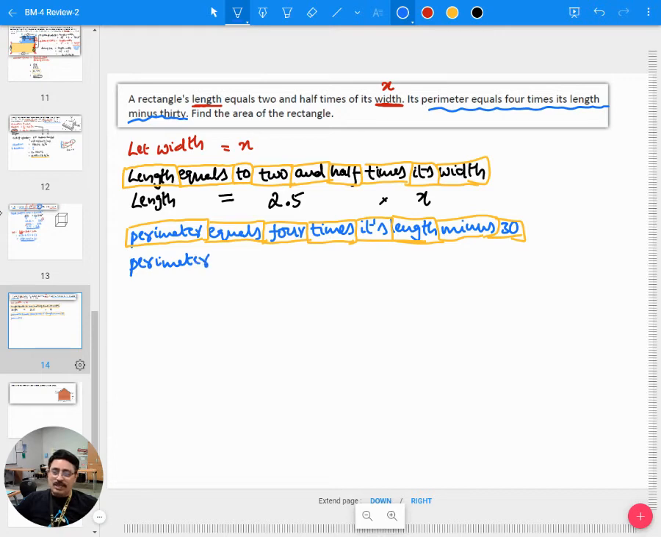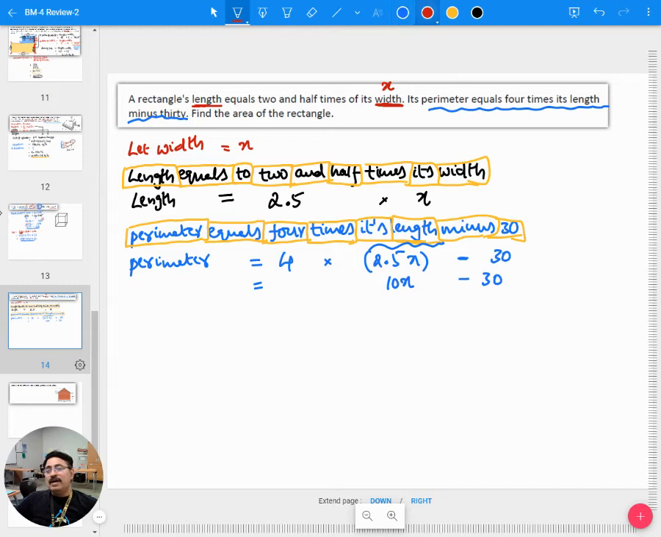Perimeter equals to symbol 4 times its length. So we thought the length is 2.5x, right? So 4 times 2.5x minus 30. So minus means subtraction sign 30. 4 times 2.5, you may make use of a calculator. What is 4 times 2.5? That is 10x minus 30.